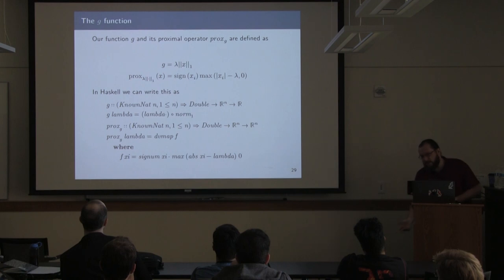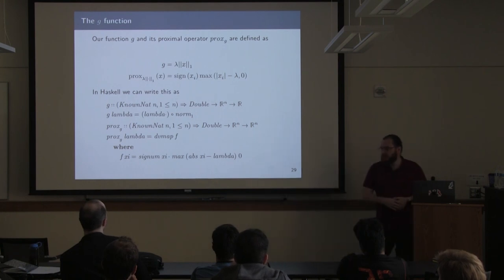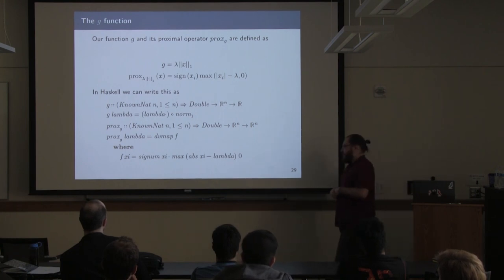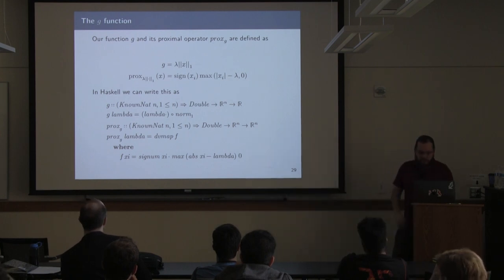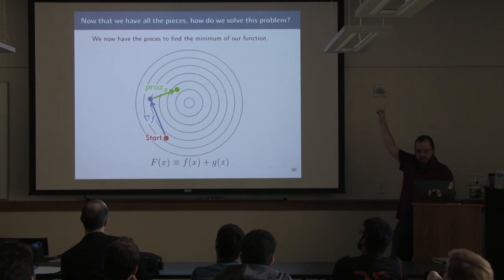It's not quite a functor because all our vectors and matrices are defined specifically in terms of the type double. So you can't have vectors of tuples of a certain size. We're dealing only with double numbers. So again, this is what we want to do: we want to step first by f, using the gradient of f, and then we want to step by g.